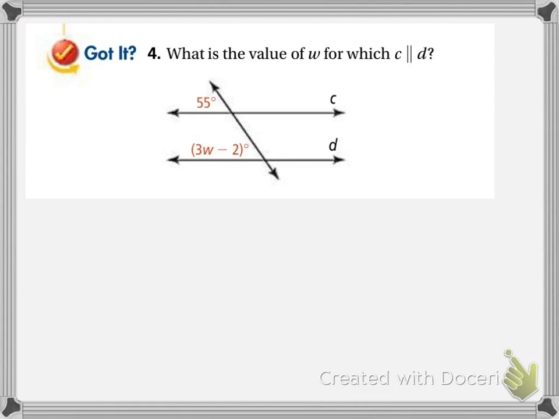All right, last thing I want to look at, and we are done. I'm going to find the value of W for which C would be parallel to D. So what value of W would make these two lines parallel to one another? I want to know how would they be parallel. Well, let's look at the two angles that we have. We have 55 here, and then we have this one. If C was parallel to D, what would be true about these two angles? Well, they're corresponding.